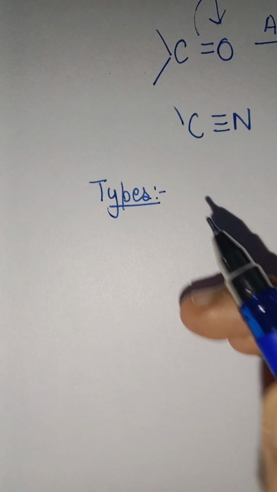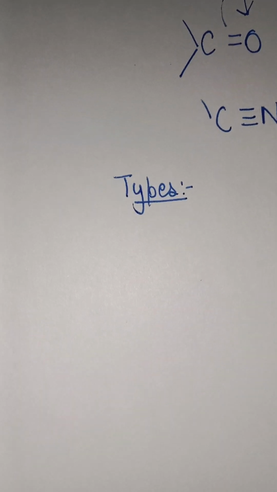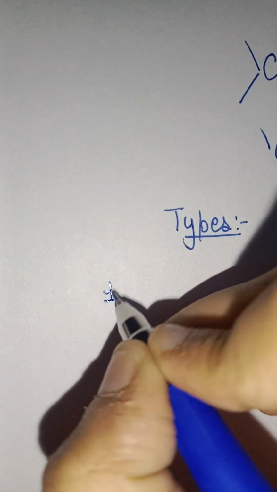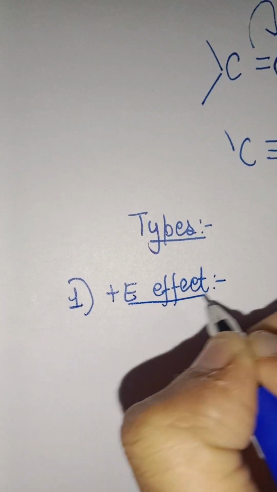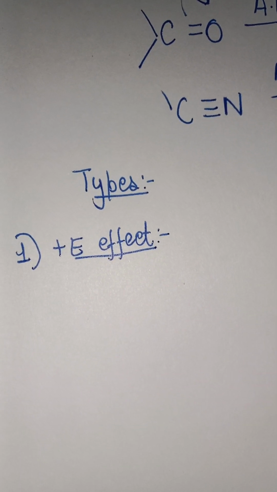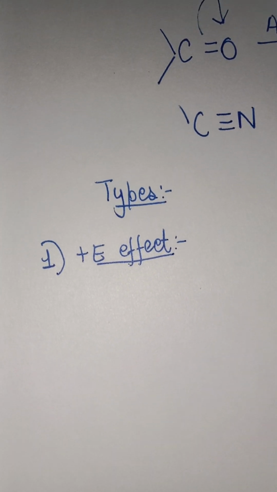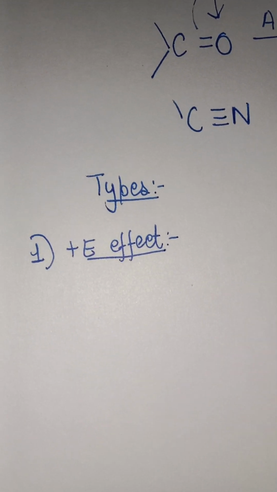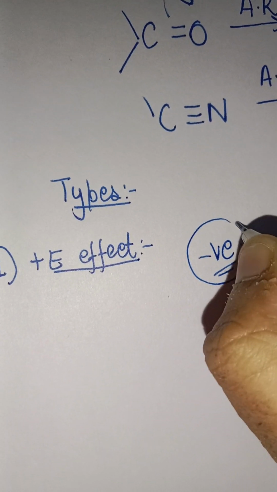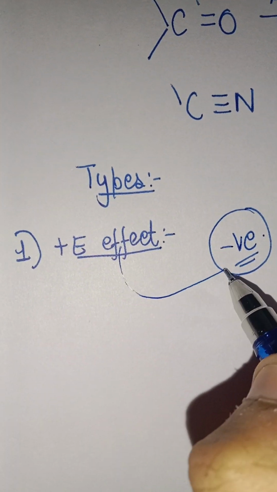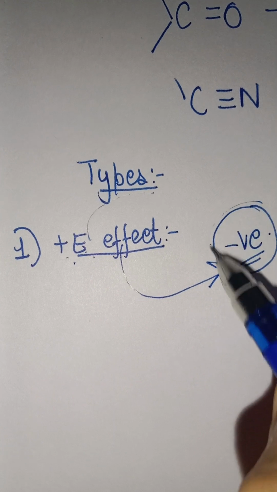Now I have the types of electromeric effect. I have the plus E effect and I also have the minus E effect. So first I will be talking about the plus E effect. See, it's pretty simple. I won't be telling you the whole mechanism. I will be just telling you a very good trick that will enable you to solve any sort of question related to this. What you have to do is see which entity is having a negative charge, and you just have to attach the positive E to this negative one.